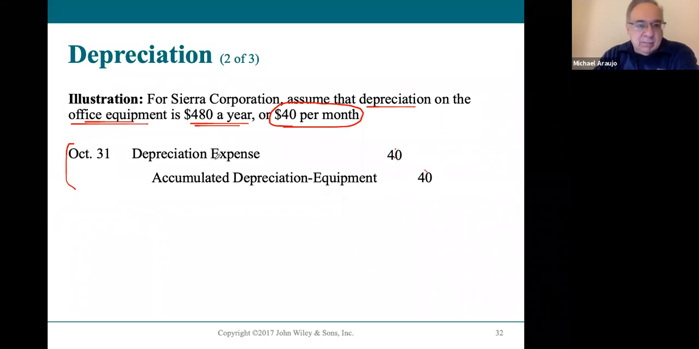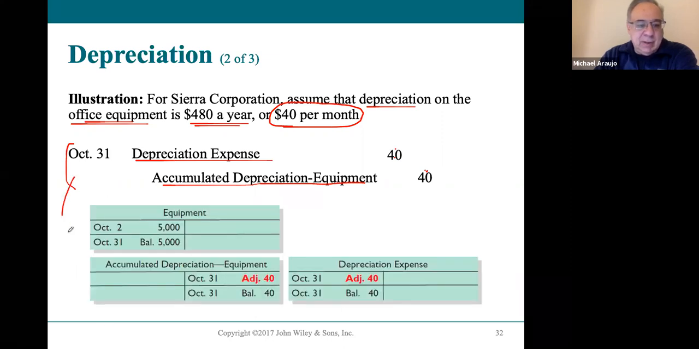Equipment is different. The process of expensing that equipment is much, much longer. And so we use something called an accumulated depreciation account to accept the credits every time there is a depreciation expense. So how does it look? That's the journal entry. How does it look in the ledger?